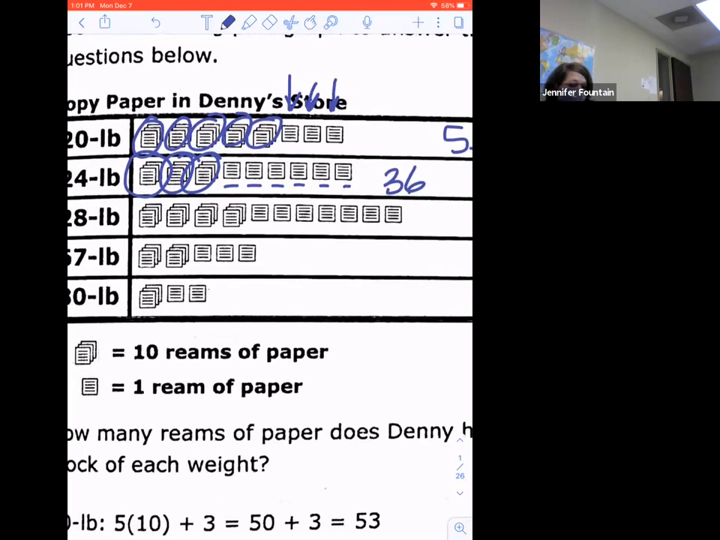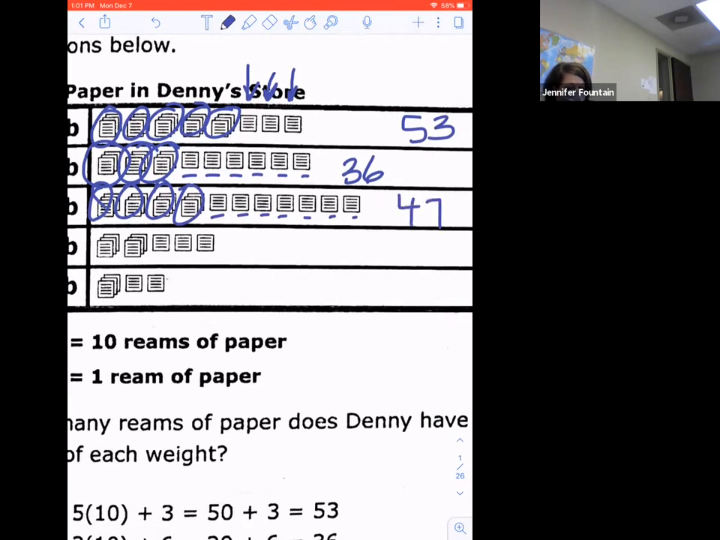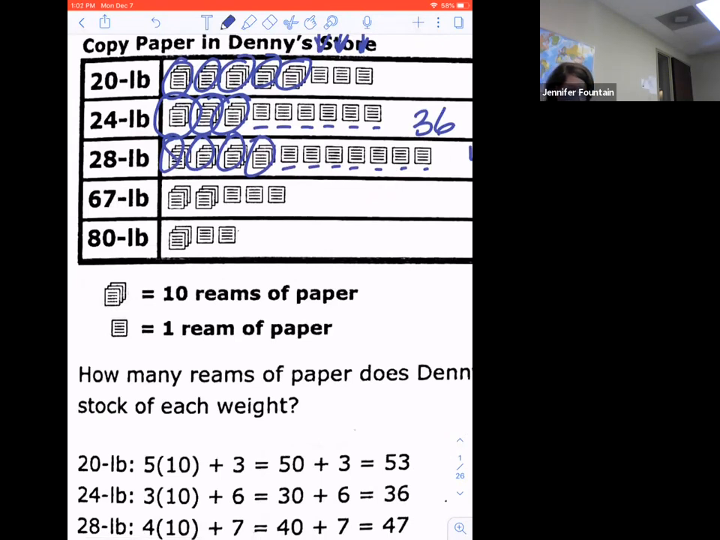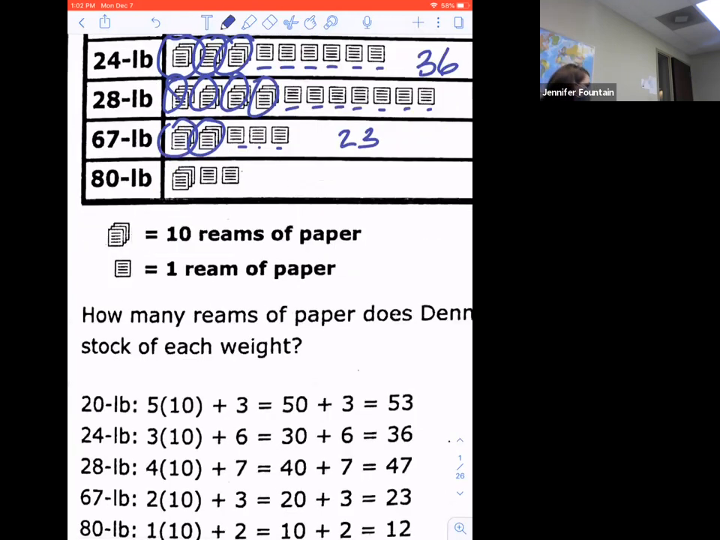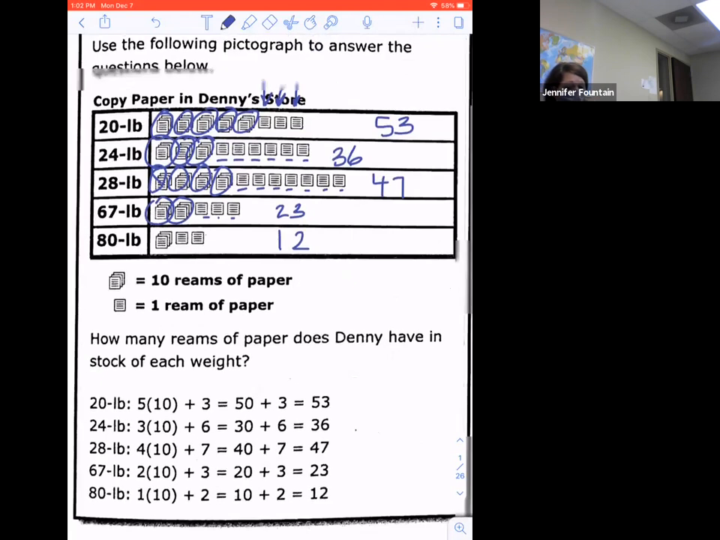Let's look at 28 pounds. How many of the pictures do I have representing 10? 4. 1, 2, 3, 4. So that represents 40. And then we have 1, 2, 3, 4, 5, 6, 7 individuals. So we have 47. What about the 67 pound? How many? 2. So that's 20, and 1, 2, 3, so there's 23. And how many of the 80 pound? 1 and 2 individuals. So what's our total number there? 12. Good. So we can see how many packs of each type of paper he has.